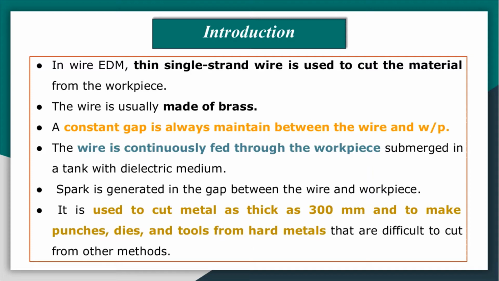By using this process, any kind of complex surface, either 2D or 3D, can be machined. Mostly different kinds of dies and molds are fabricated using this EDM process, because a very small diameter wire passes through the workpiece. In between this wire and workpiece there is a very small electrode gap, less than 25 micron, that is maintained. So any complicated surface can be generated by moving this wire.